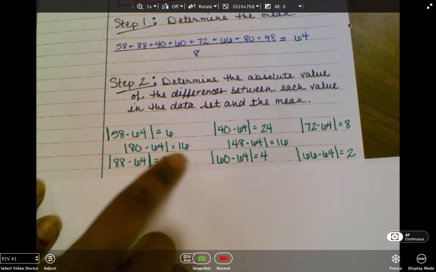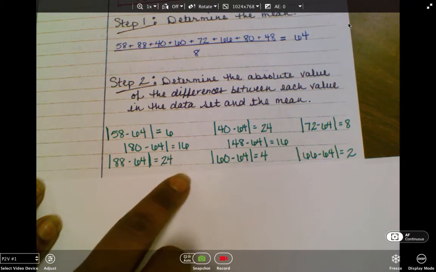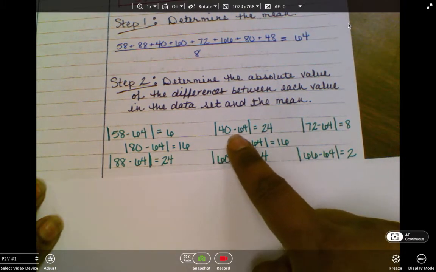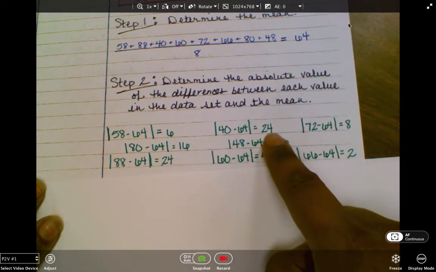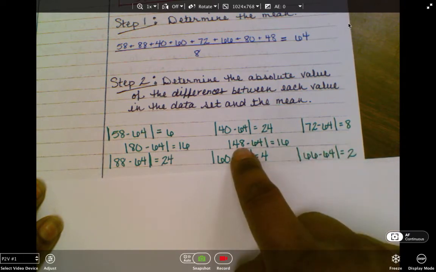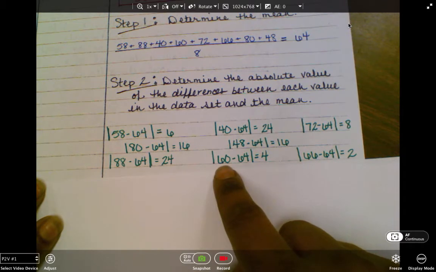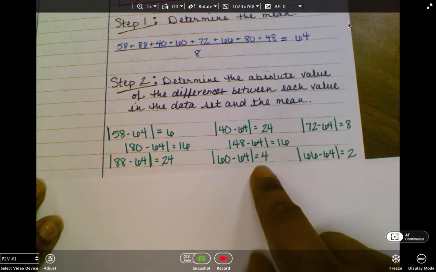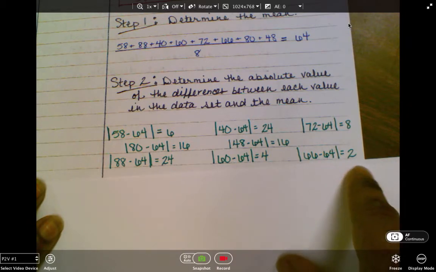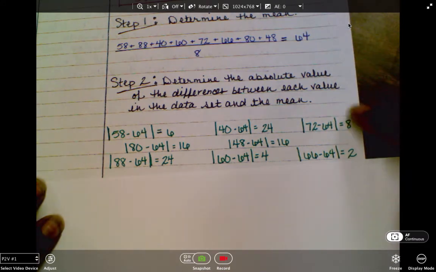The difference between 88 and 64 is 24. The difference between 40 and 64 is 24. The difference of 72 and 64 is 8. The difference of 48 and 64 is 16. And then the difference of 60 and 64 is 4. And last but not least, the difference between 66 and 64 is 2. And remember, since we're talking about the absolute value, all of these values are going to be positive.